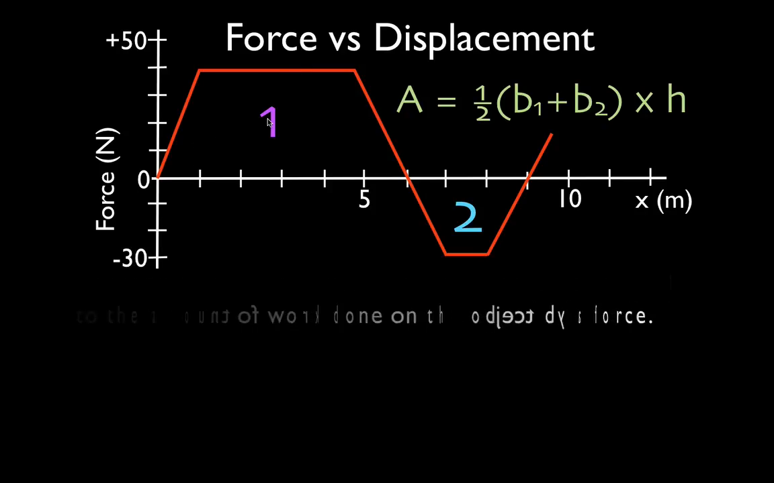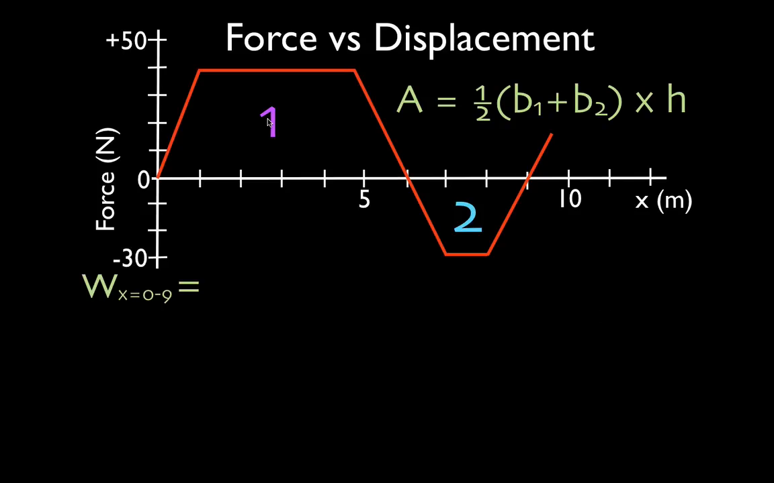So now we can figure out the area of the total work done. As I said, the work done is equal to the area under the curve. We have two sections, so that means we're going to first figure out the area for section 1, and then we're going to figure out the area for section 2. We'll add them together, and that will be the total work done.